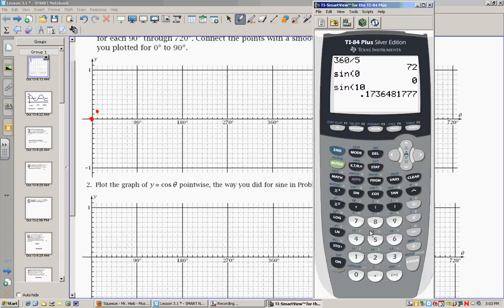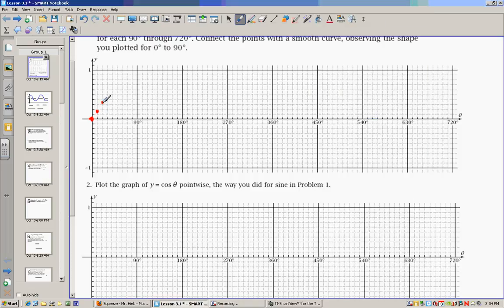Now sine of 20, 0.34. Now I want you to keep doing this in your group. Pause this video and go from 0 to 90, doing every 10, and then skip by 90 after that. So once you get to 90, just do 180, 270, and so on until you get to 720.